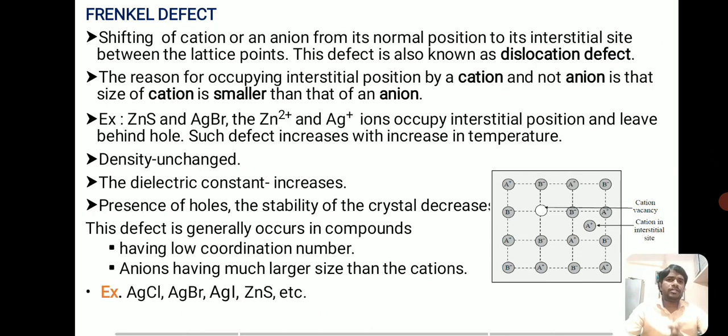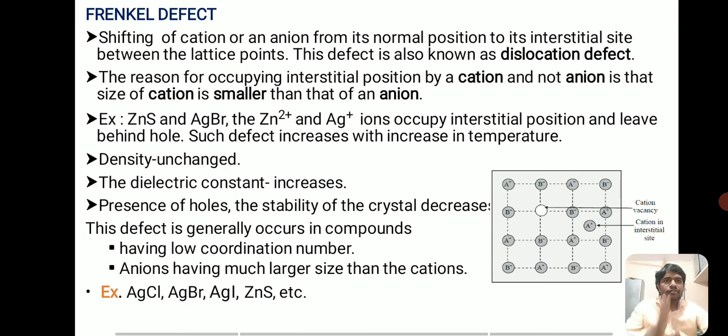Coming to the next important defect, that is the Frenkel defect. What is this Frenkel defect? Here, the shifting of a cation or anion from its normal position to an interstitial site, you can see in the picture here. This defect arises at the interstitial site between the lattice points. So that is Frenkel defect, and this defect is also known as dislocation defect.